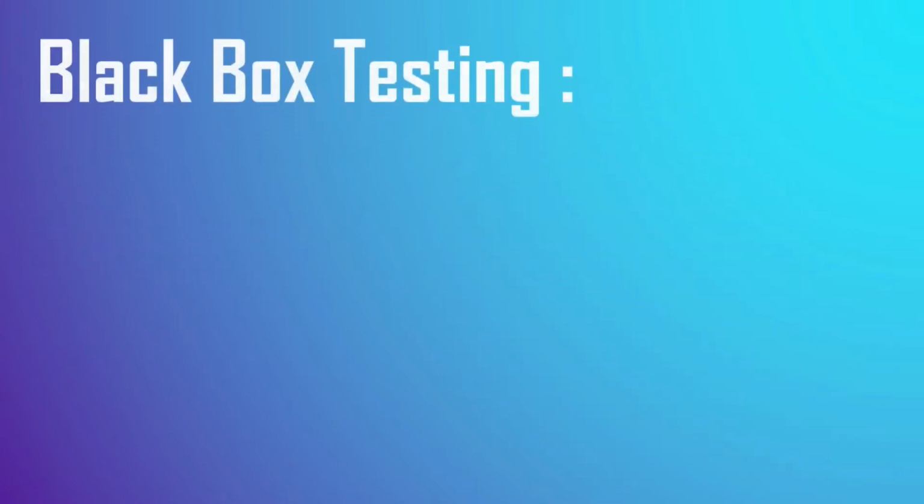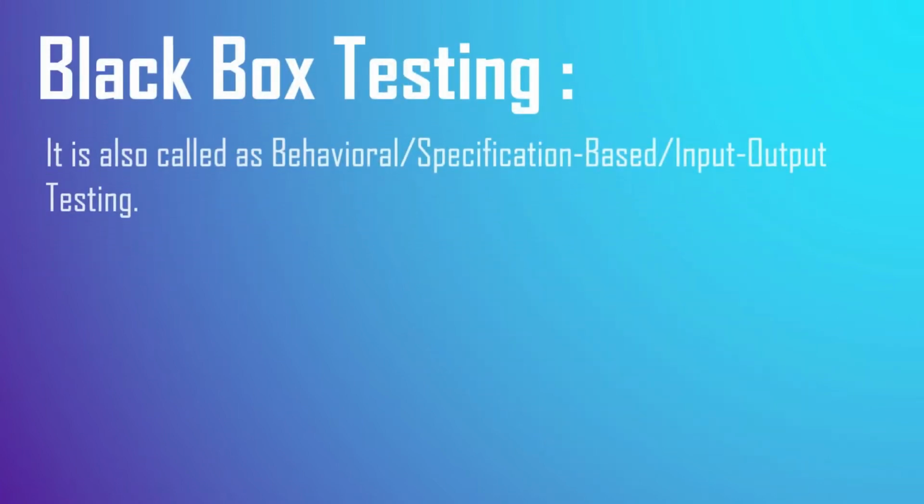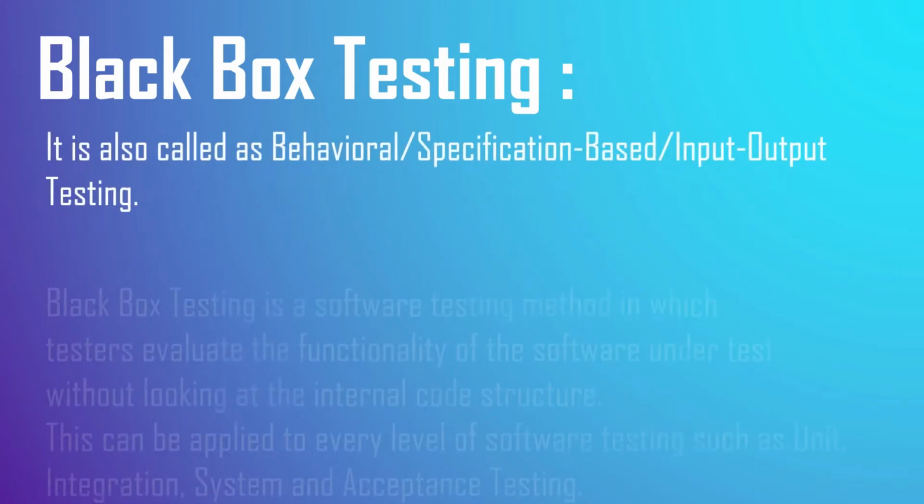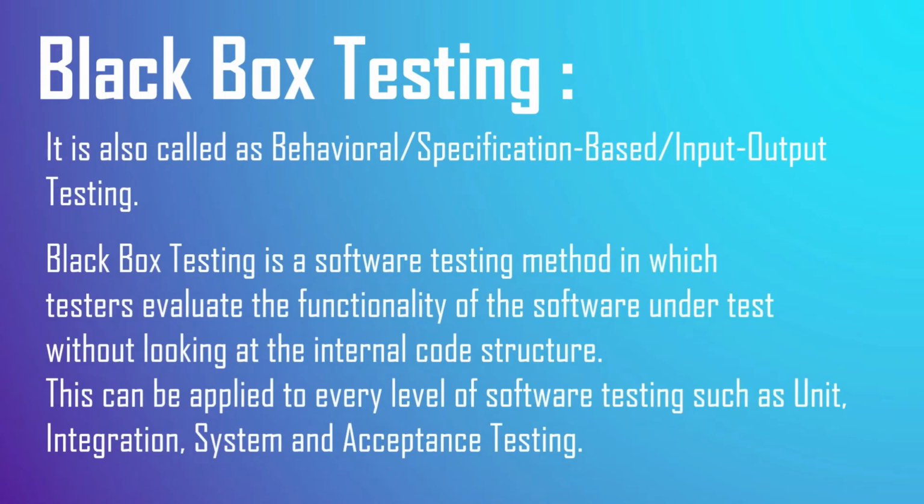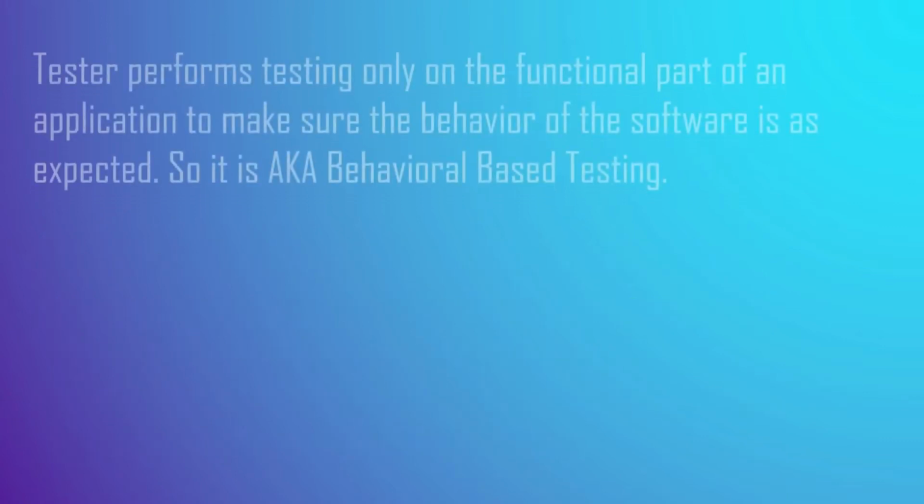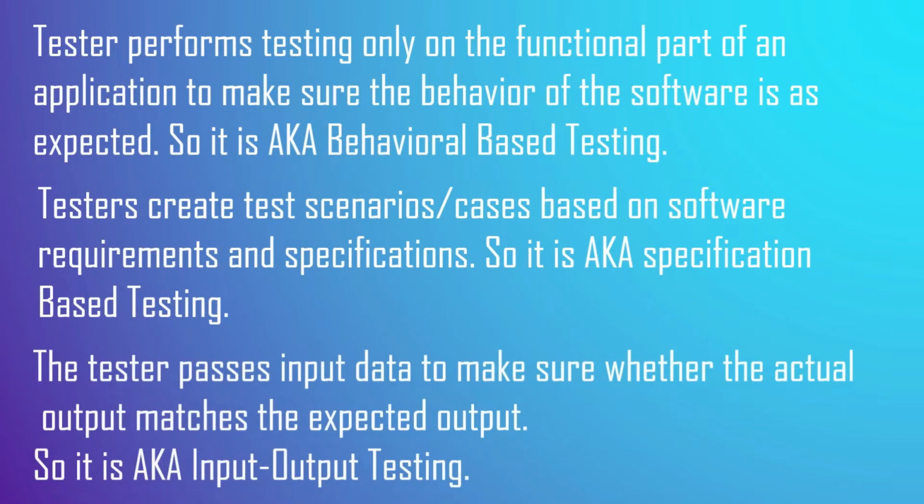Black box testing is also known as behavioral testing, testing based on the specification, or input-output testing. Black box testing is a software testing method in which testers evaluate the functionality of the software under test without peeking into the internal structure of the code. It can apply to every level of software testing, such as unit, integration, system, and acceptance testing. Only the functional part is tested to make sure software behavior is as expected. So, it is also known as behavioral-based testing.